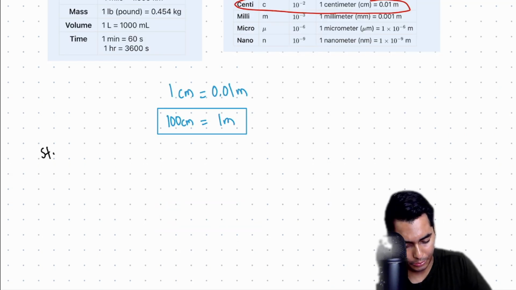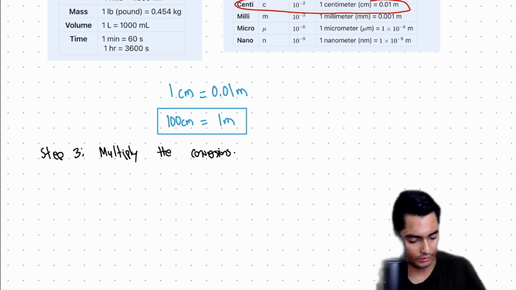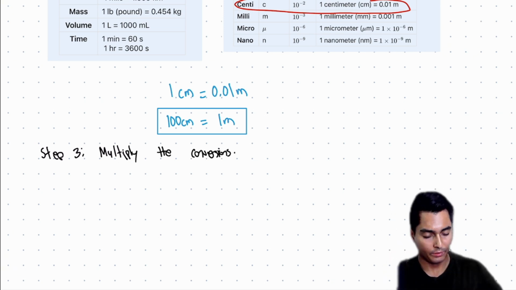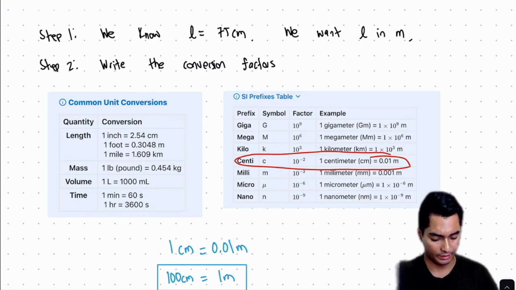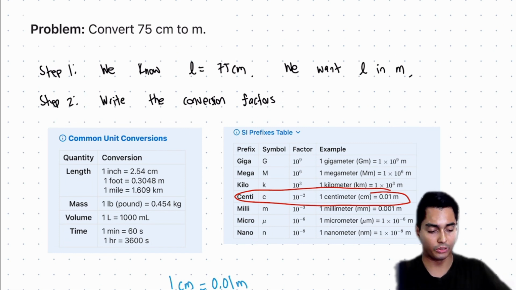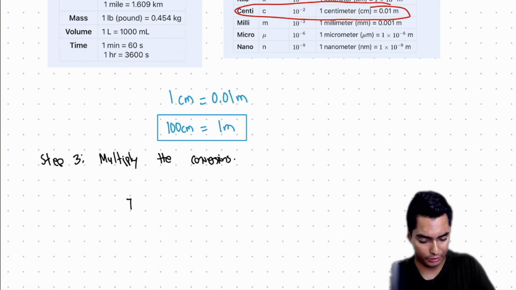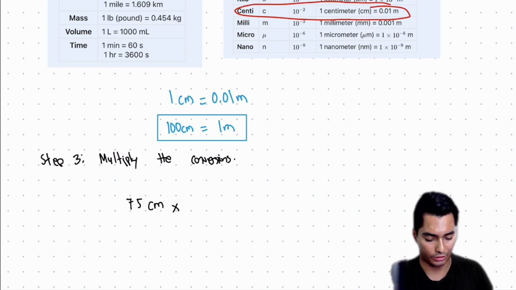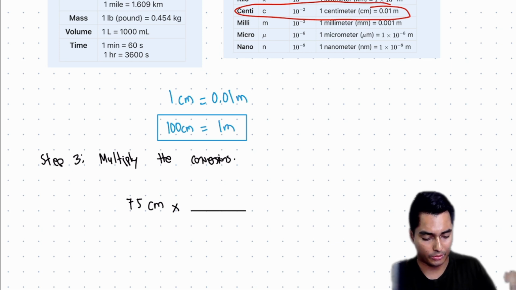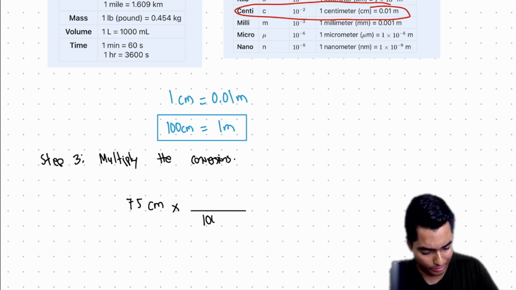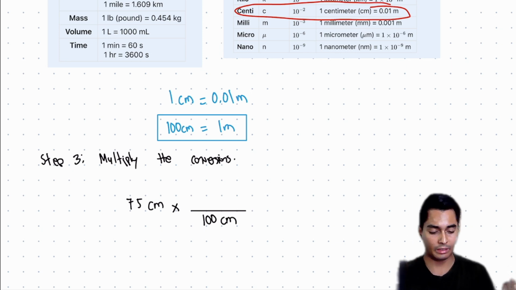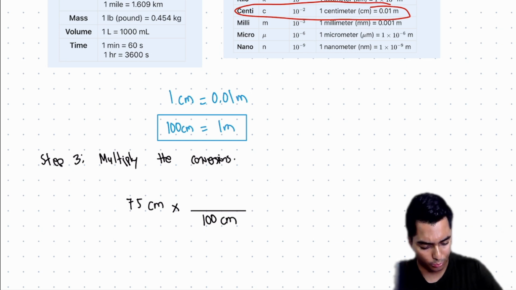Then step 3, multiply the conversions. We're going to start with what we know. That's why I like step 1, always start with what we know, because we know we have 75 centimeters. So I'm going to start with our 75 centimeters, and then I'm going to multiply by the conversion factor. This time I'm going to do it in one step. I'm just going to say that 100 centimeters down here on the bottom is equivalent to 1 meter on top here.